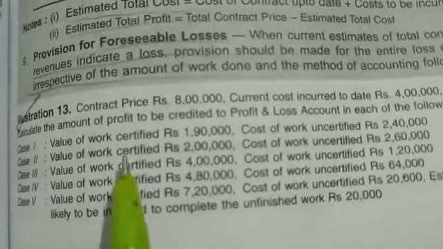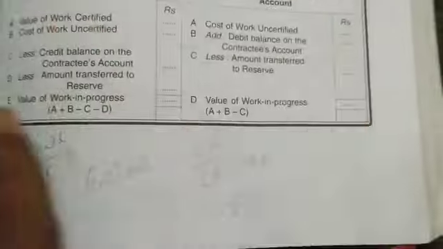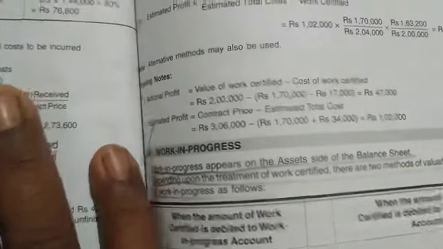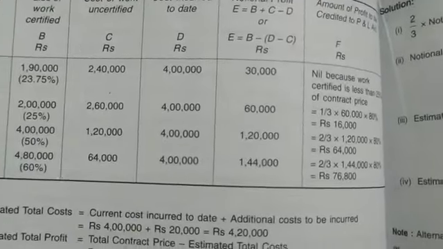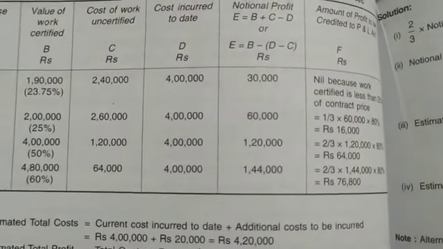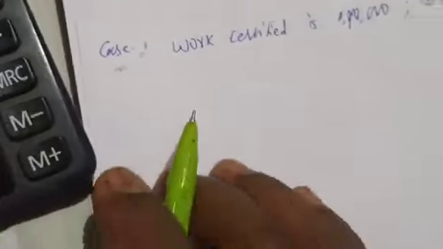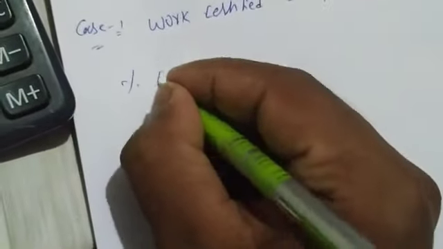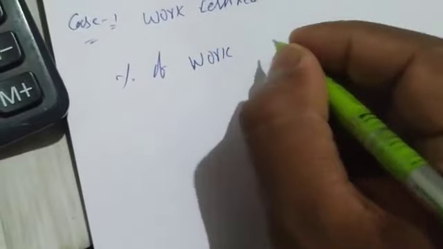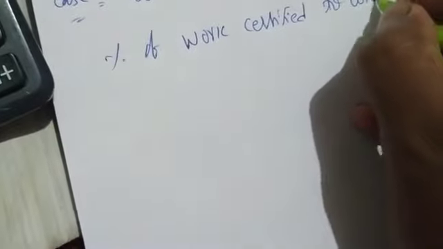So case number 1: he has given value of work certified as 1,90,000, and cost of work uncertified as 2,40,000. Okay, so we find out how much notional profit should be transferred to that profit and loss account. So first we'll find out the percentage of work certified to contract price.